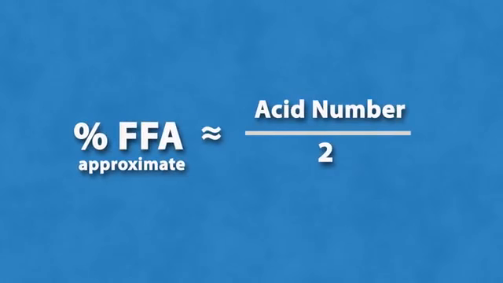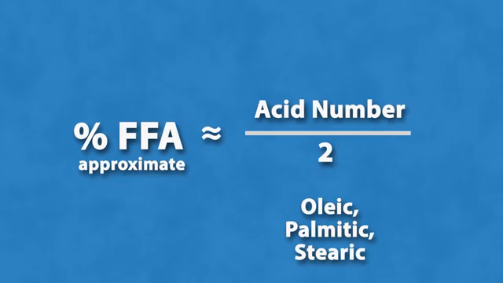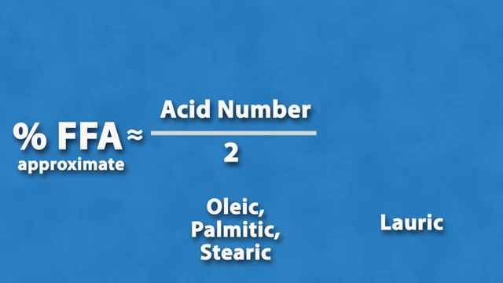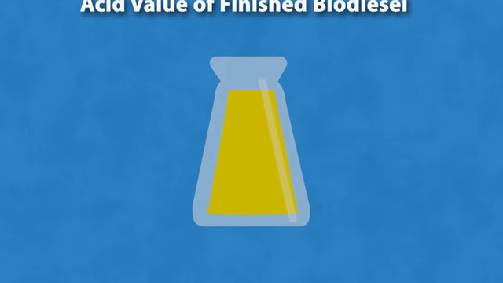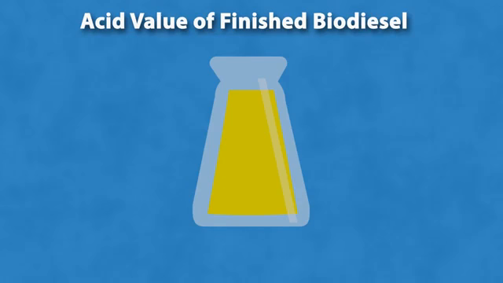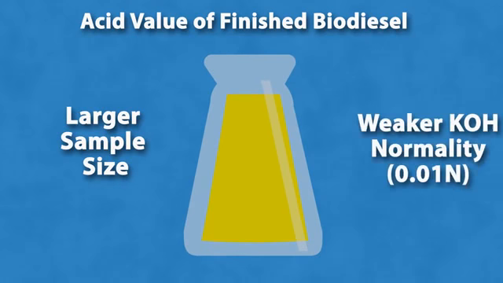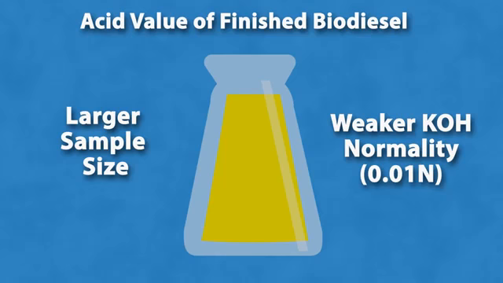To express this value as a percent of free fatty acids, divide the acid value by 2 if the fatty acid profile is mostly oleic, palmitic, or stearic acids. Oils with a high percentage of lauric acid, such as coconut, should be divided by 2.8. Note, this method can also be used to measure the acid value of the finished biodiesel. Sample size will be larger, and a weaker normality of potassium hydroxide should be used to achieve accurate results.